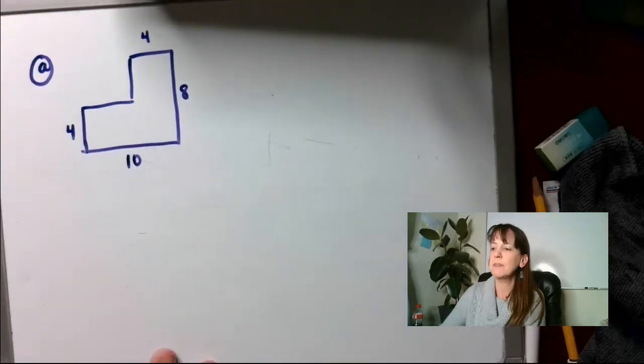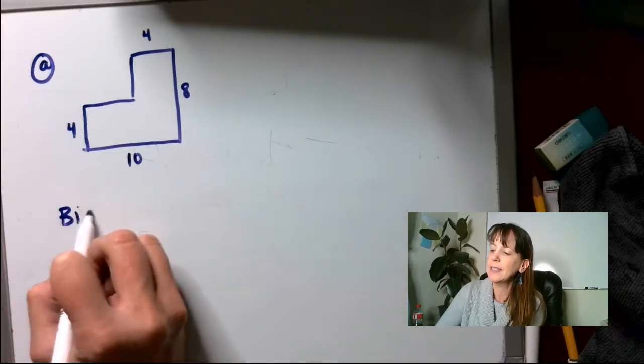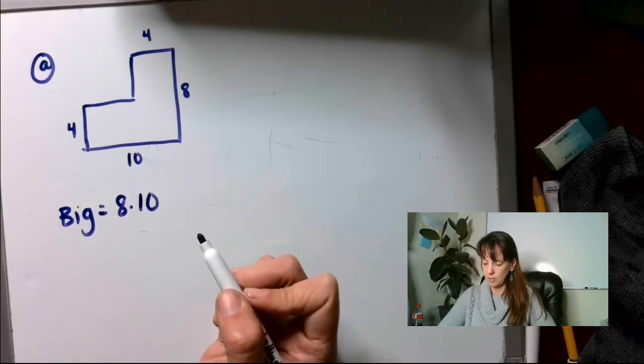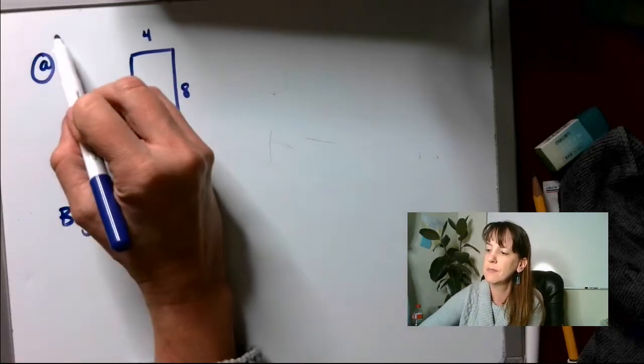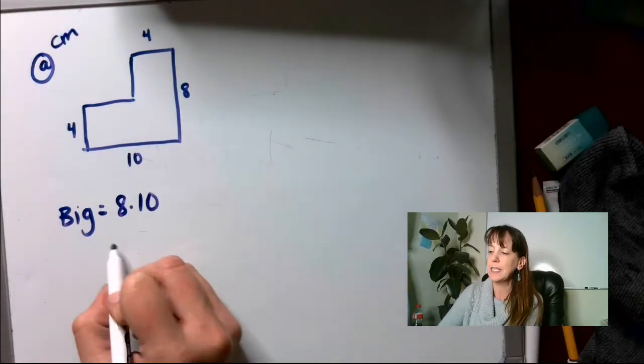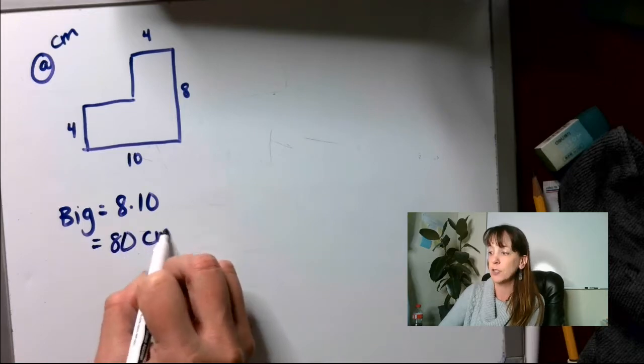All right, so we've got to find the dimensions of our big one here, right? So our big guy is going to be 8 times 10. Oh, these units are in centimeters, okay? We'll notate that up here so I don't forget. So the big guy is going to be 8 by 10. So that means our big area is going to be 80 centimeters squared.